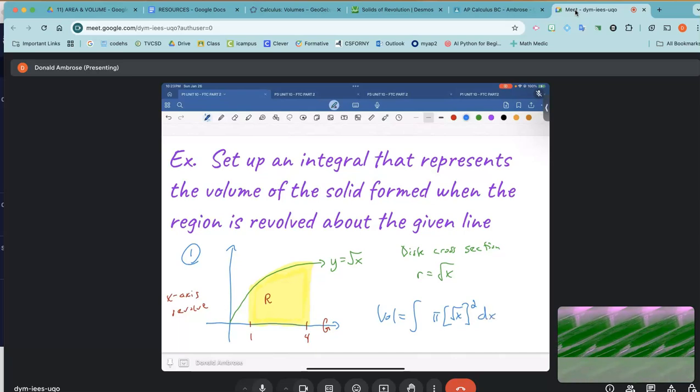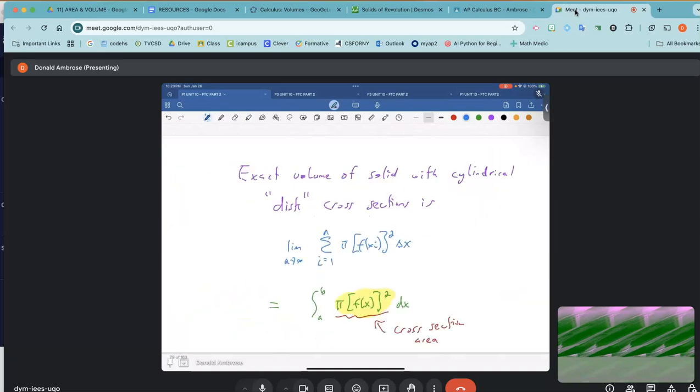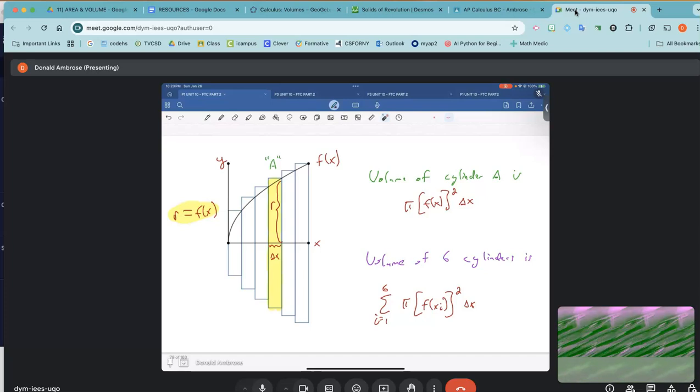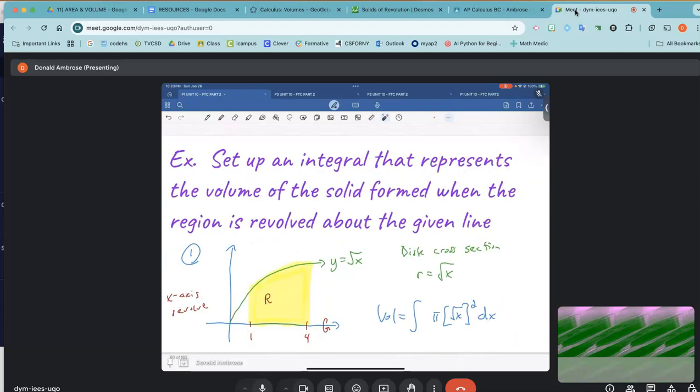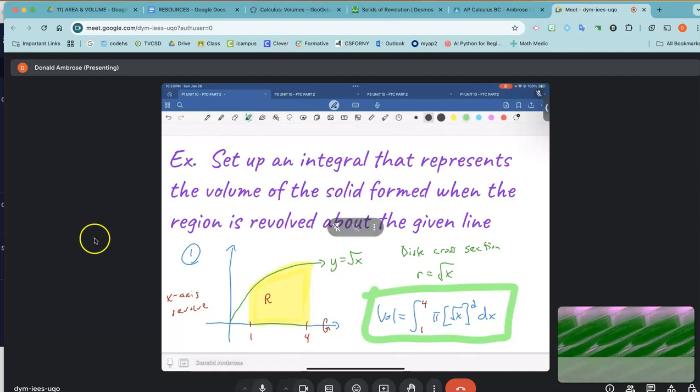And now for our limits of integration, these two values, x equals a, x equals b, just like when we dealt with other integrals and especially area, x equals a is going to be the left-hand-most portion of the region, and x equals b would be the right-hand-most portion of the region. So in this case, those x values are 1 and 4 respectively. And so I'll just write 1 and 4 there. And voila, like that, we have the definite integral that represents the volume of the solid formed when that region is revolved about the x-axis.